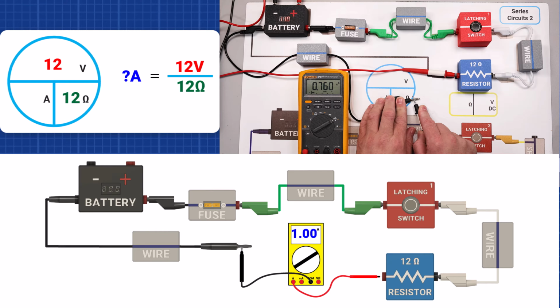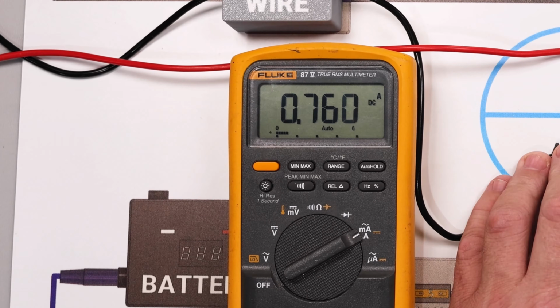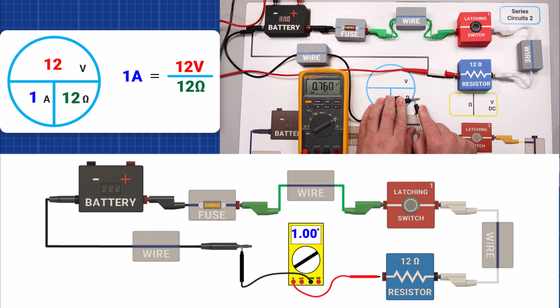In our first example, the resistor has a value of 12 ohms. With a 12-volt battery, the theoretical current calculates to 1 ampere. However, our actual measurement shows 0.760 amperes, highlighting real-world effects like component tolerances.